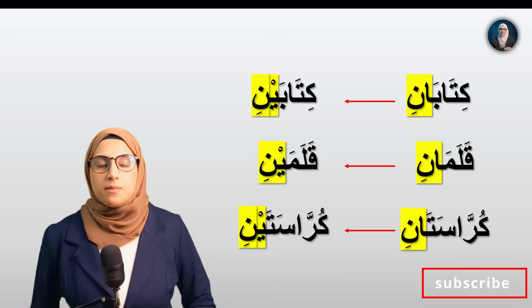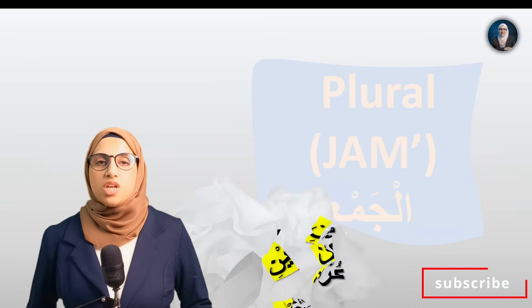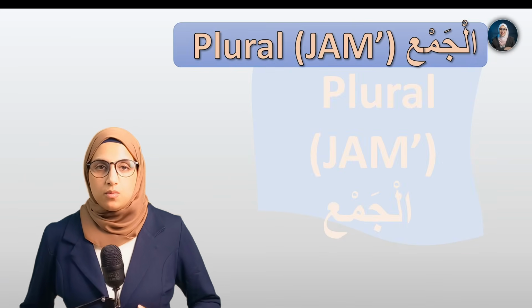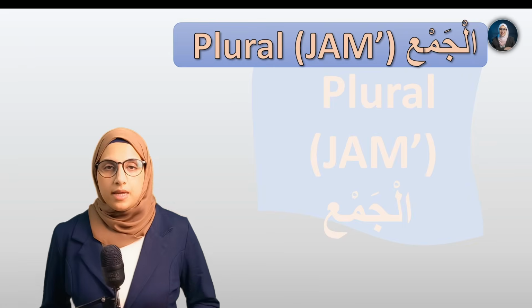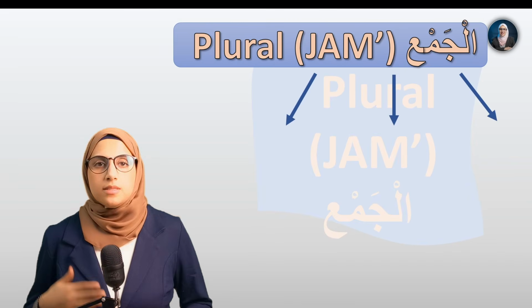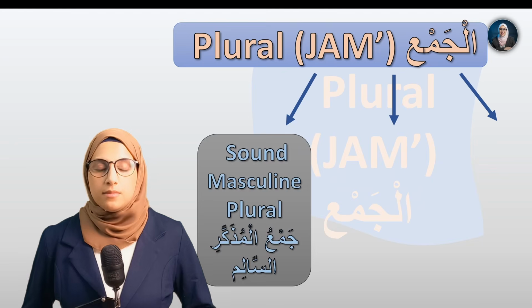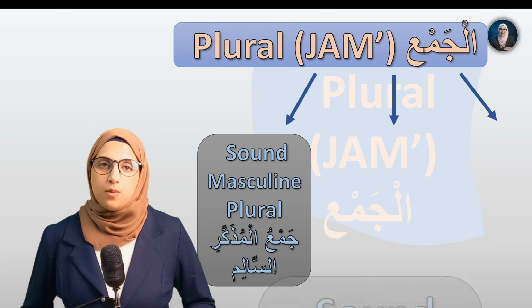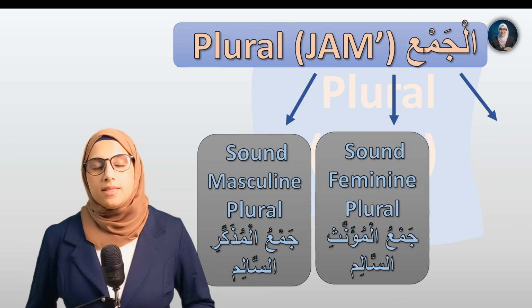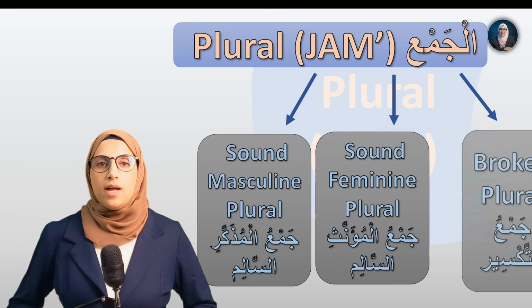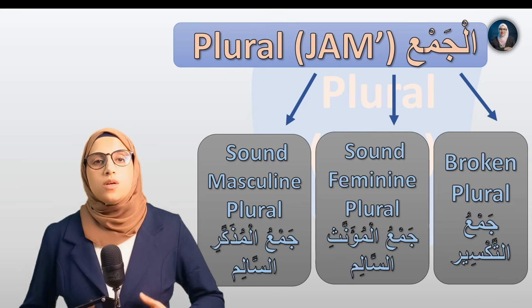Now let's speak about the plural or al-jama'. To show the plural form in Arabic, or al-jama', we have 3 main types: the sound masculine plural or جمع المذكر السالم, the sound feminine plural or جمع المؤنث السالم, and the broken plural جمع التكسير. Let's see each one with details.